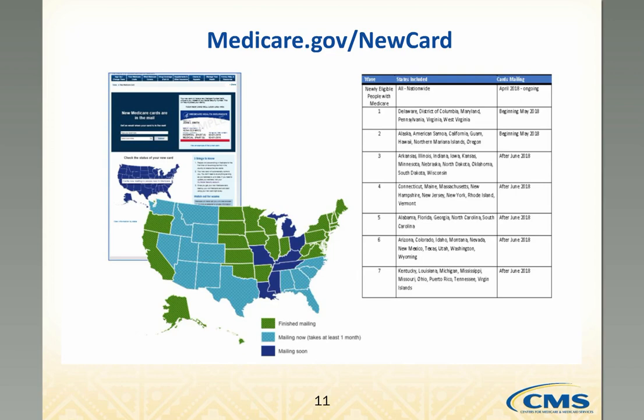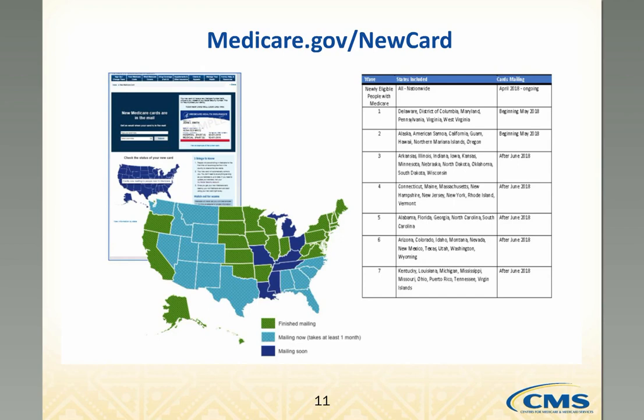If their wave has been completed, if the beneficiary sees that their mailing has been complete and they did not receive their card, they should call 1-800-MEDICARE. There might be something that needs to be corrected or updated in their mailing address. Also, if they have questions and don't receive their card by April 2019, it's a good time to call.